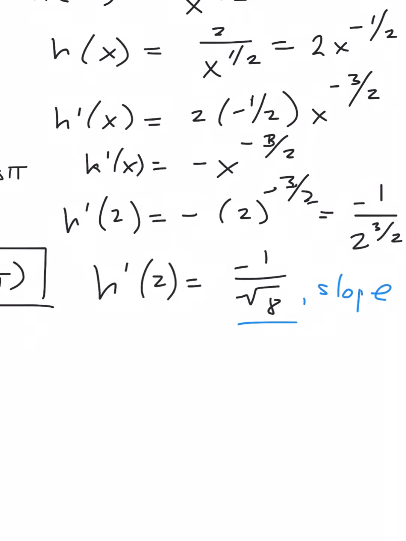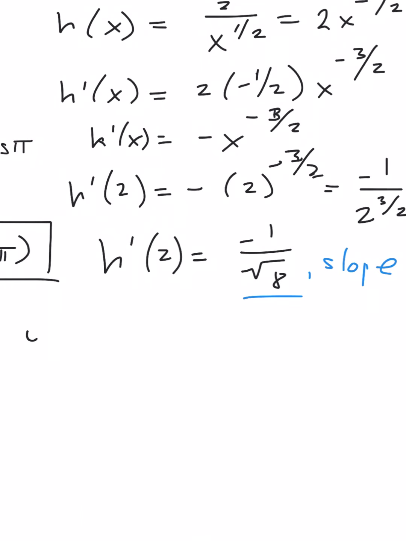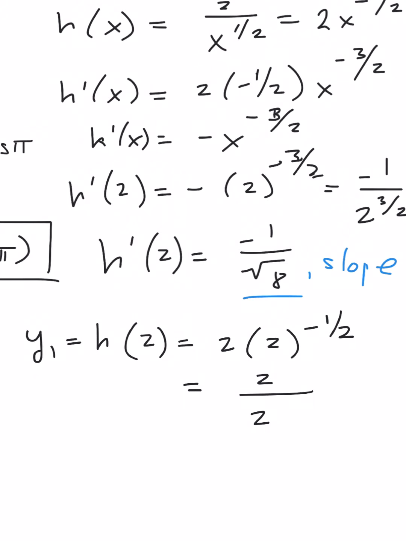So all I have to do right now is find out what my y1 is. So again, y1 equals h of 2, which is going to equal my original function, 2 times 2 to the negative 1/2, or 2 divided by 2 to the 1/2. And this basically is of the same base, so I'm going to subtract this, and I'm just going to get 2 to the 1/2 power.